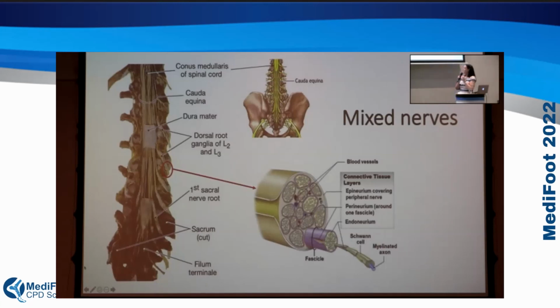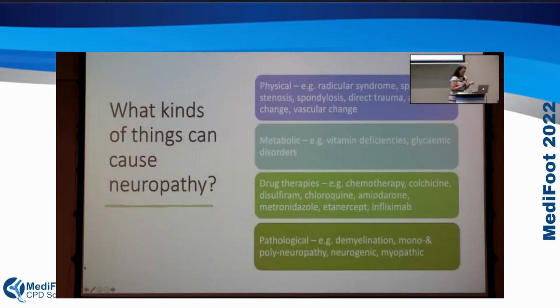Okay, so that's the revision done, just to remind you what the structures are that we're looking at. So, what kind of things can cause neuropathy? Well, I thought the best thing to do is to divide this into different groups, and we'll look at something from each group. So there are very commonly physical causes, so that's things like disc problems or compression or trauma. Then there are metabolic issues, so that can be things like vitamin deficiencies, glucose levels.